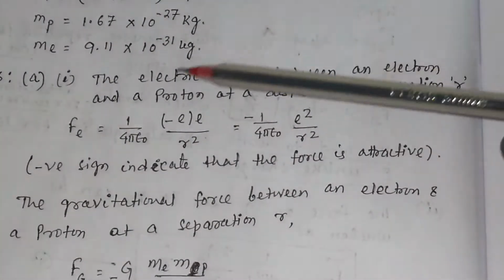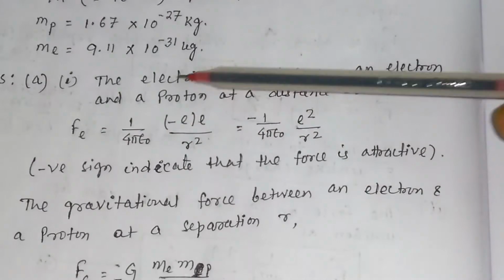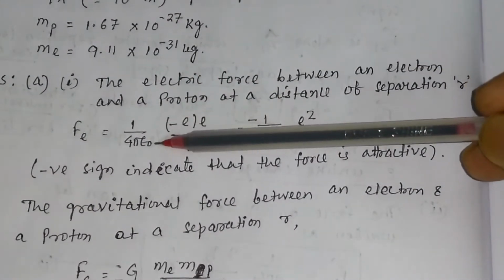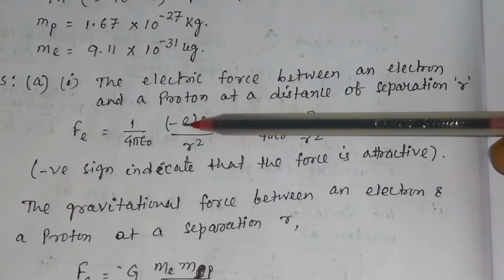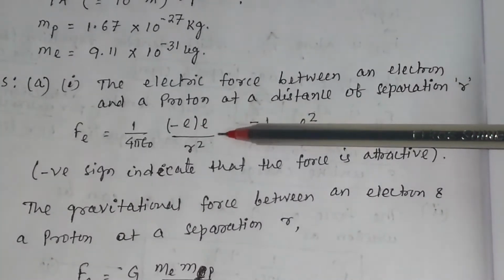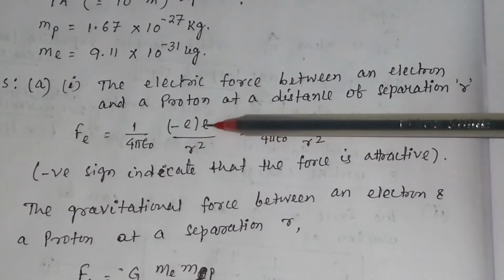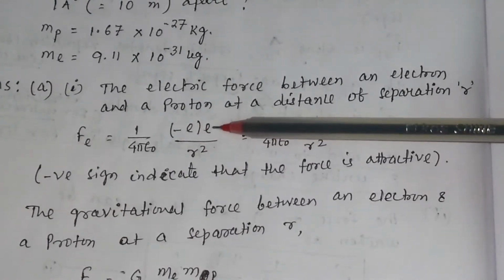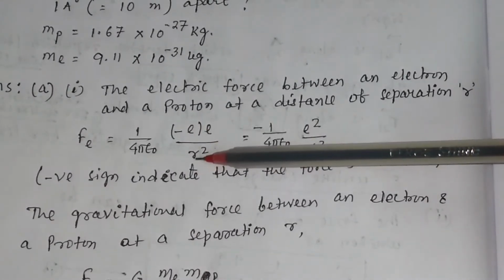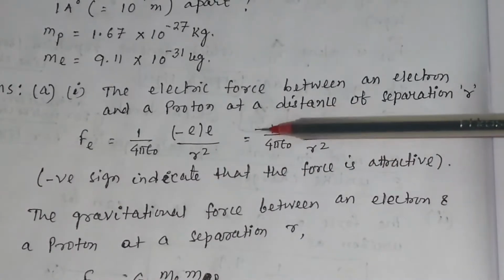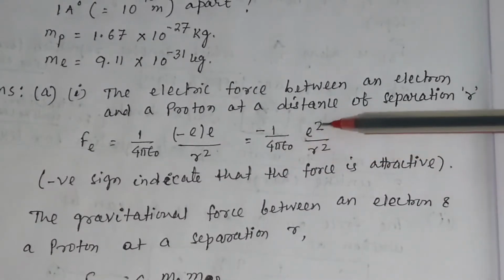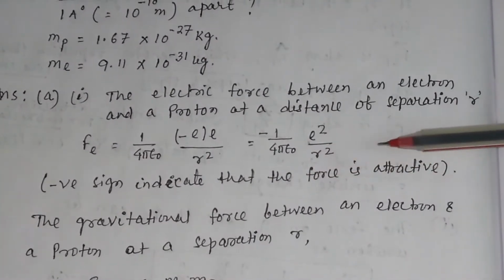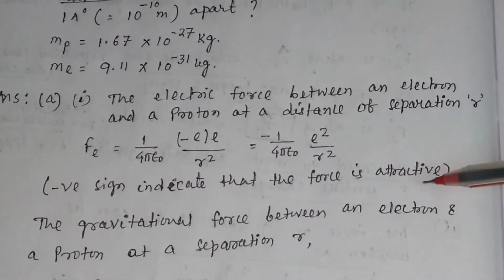Applying Coulomb's law, the Coulomb force between an electron and a proton, Fe, will be equal to 1/(4πε0) times the product of the two charges. Charge of electron is minus e, charge of proton is plus e, separated at a distance r. So Fe = −(1/(4πε0)) e²/r². Here the negative sign indicates that the force is attractive.